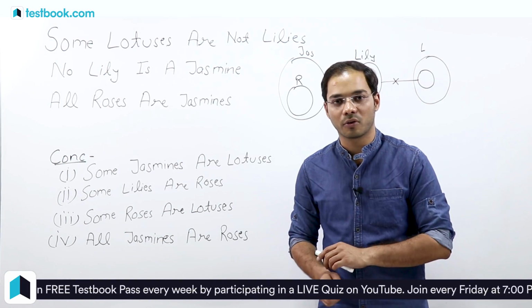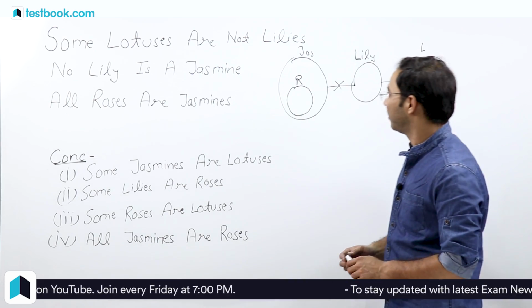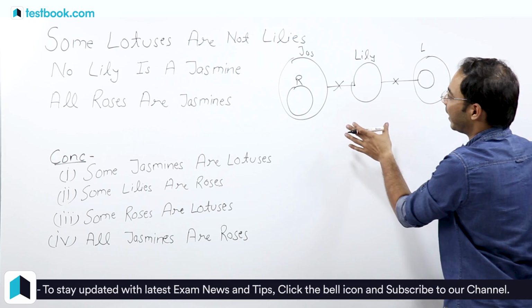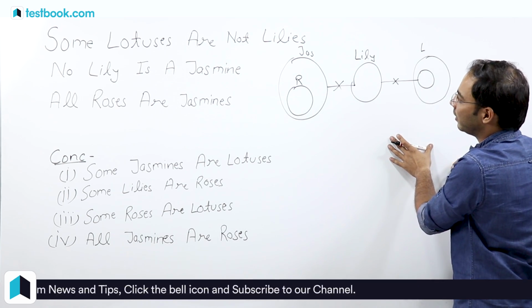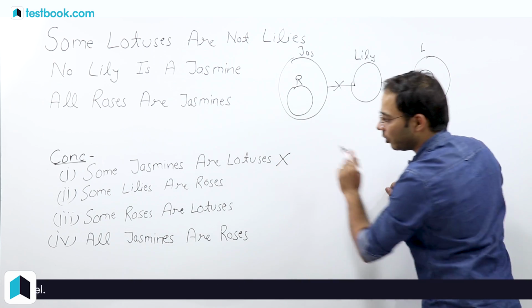Now let's move to our conclusions. Our first conclusion is some jasmines are lotuses. Now there is jasmine and here is lotus. Do you find any direct relation between those? There is no direct relation between jasmine and lotus. So this will be wrong.